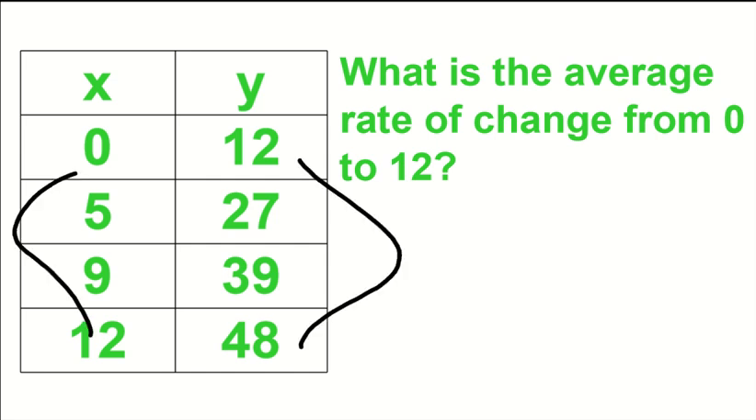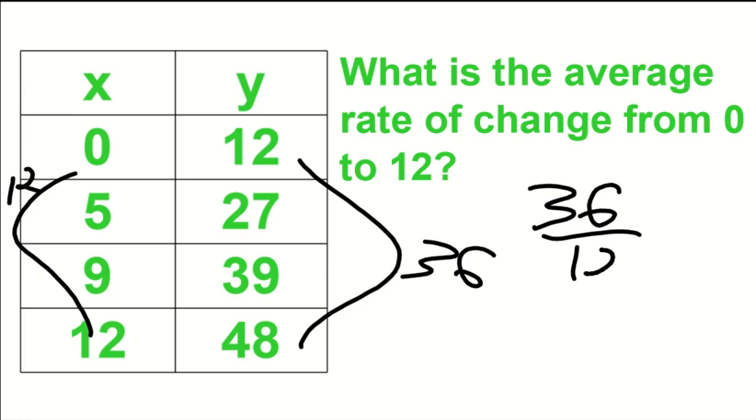Now, when it gives you intervals like this, you have to use the 2 x values that it gives you. So it gives us 0, it gives us 12 in this case. We got to use 0, we got to use 12. So that's a change of 12. That one happens to be 36. So we got 36 over 12 equals 3. Everybody okay with that part?